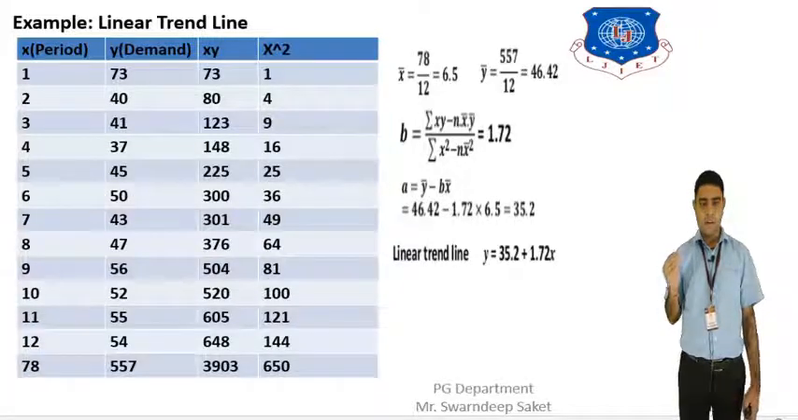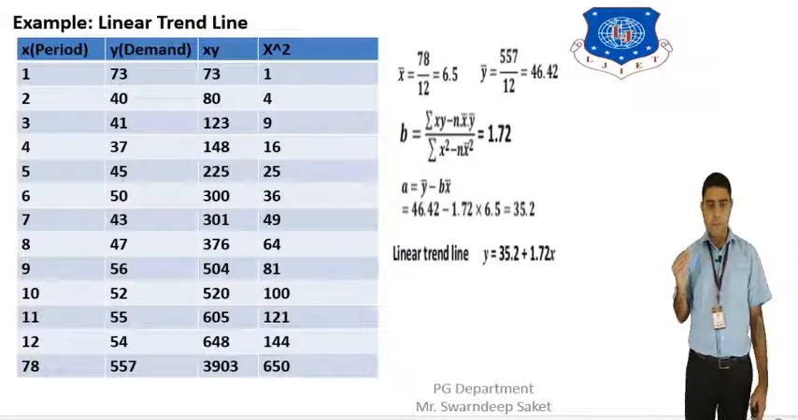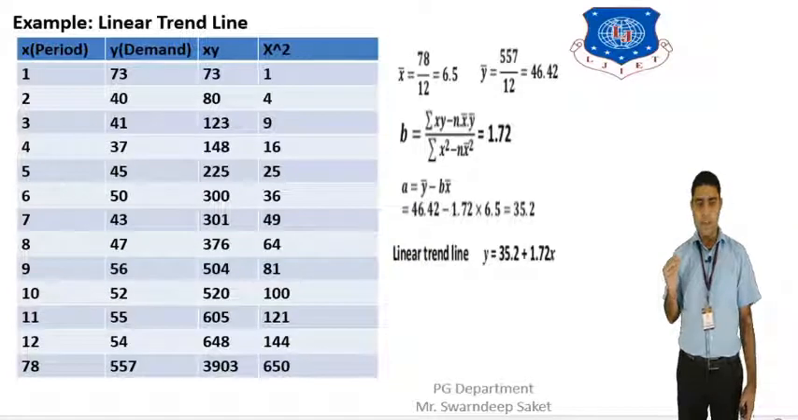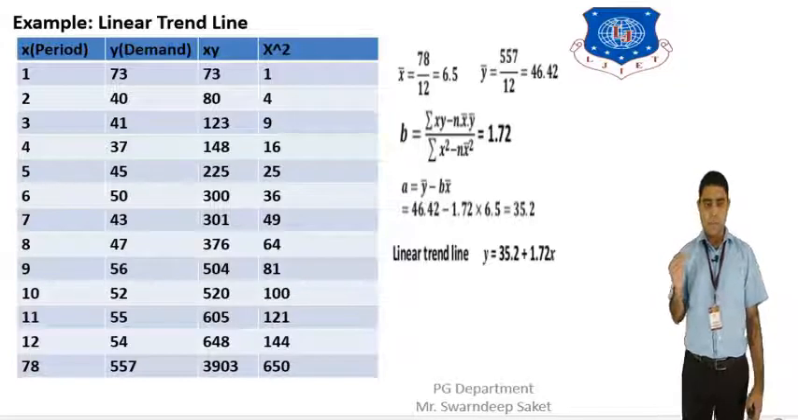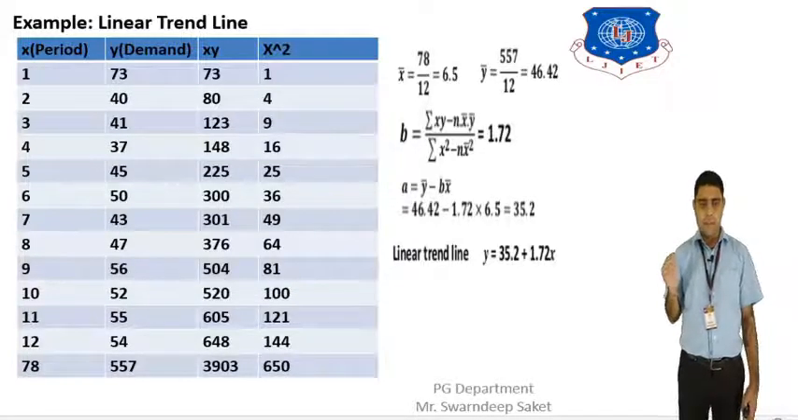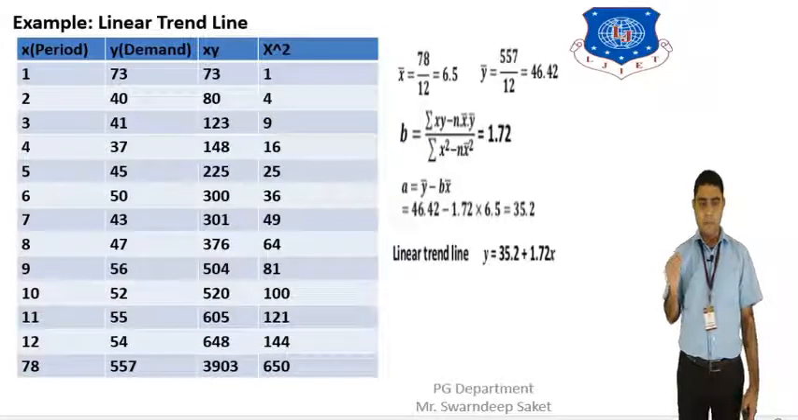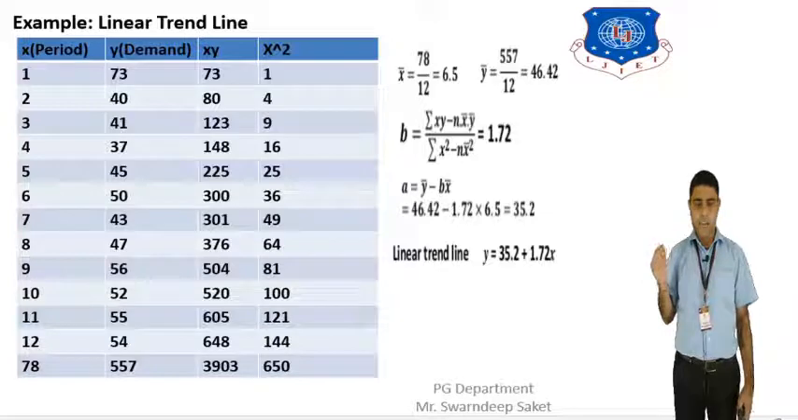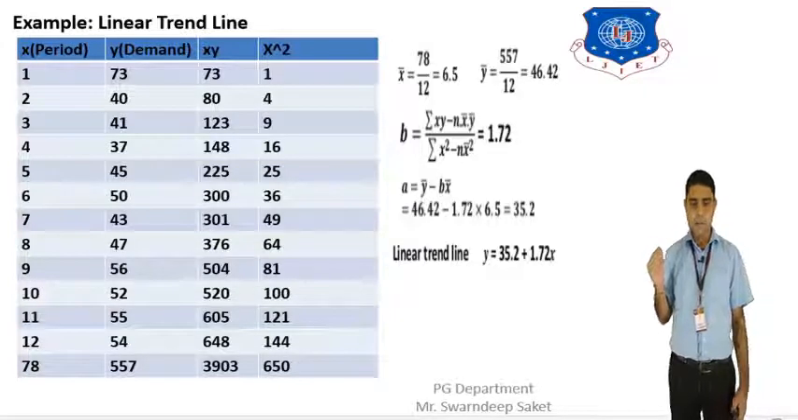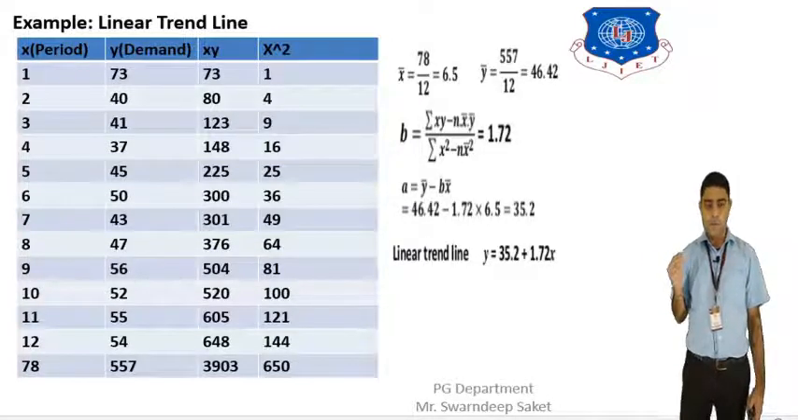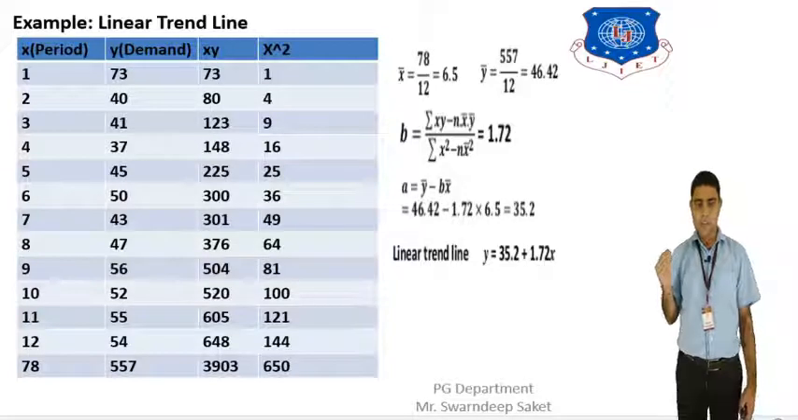For 8, 47, if we multiply 47 into 8, then we will get 376 and x square is 64. For 9, 56, if we multiply it by 9, then we will get 504 and x square value is 81. For 10, 52, if we multiply by 10, then we get 520 and x square is 100. For 11, 55 multiplied by 11, then we get 605 and x square value is 121. For 12, 54, if we multiply, then we will get 648 and x square is 144.